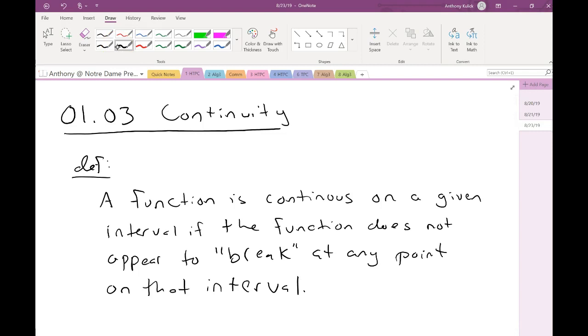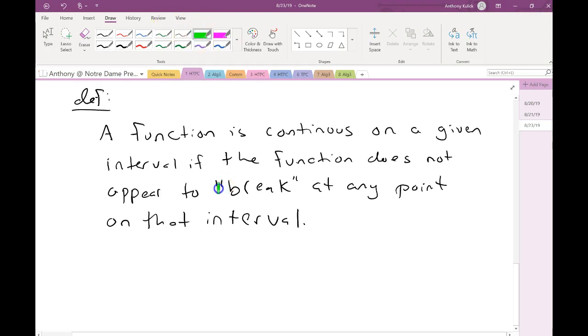So you can see from this definition, what does break mean? There's a lot of vagueness built into this definition that I've given you. It's not very rigorous, but I think for our purposes it's reasonably practical. I think we all have an idea of what we mean by break. Basically, if you can't draw the curve without picking up your pencil, that's kind of what we mean by continuous.